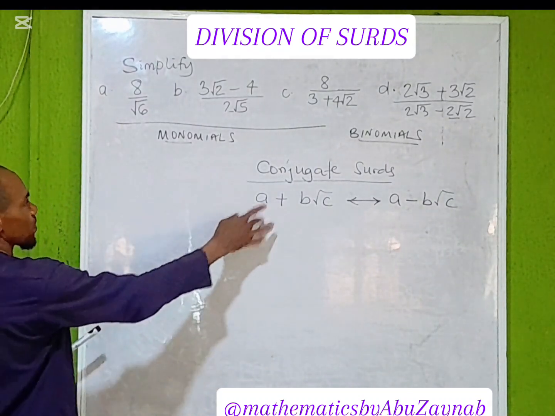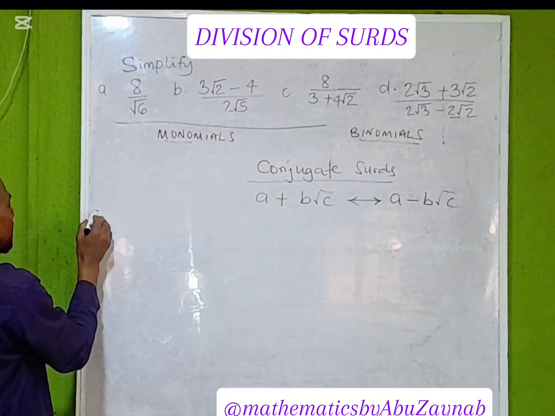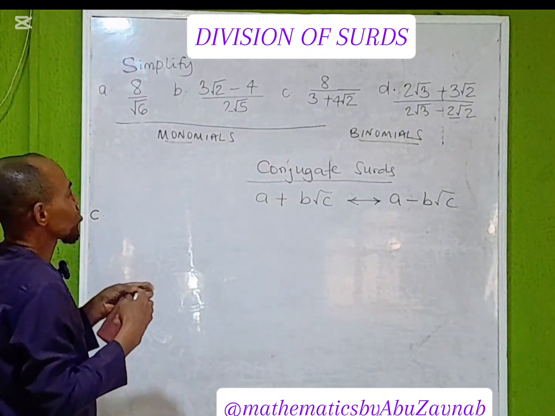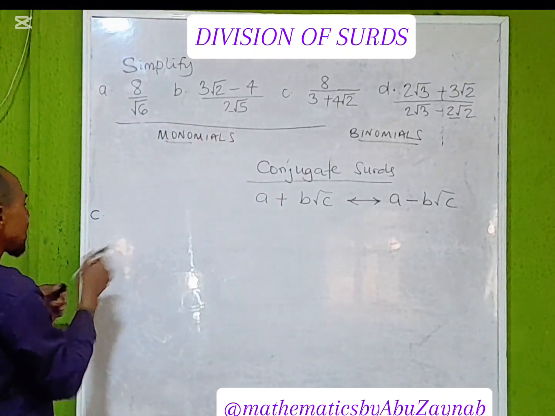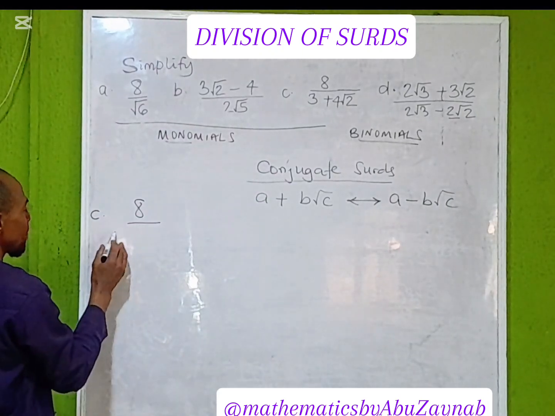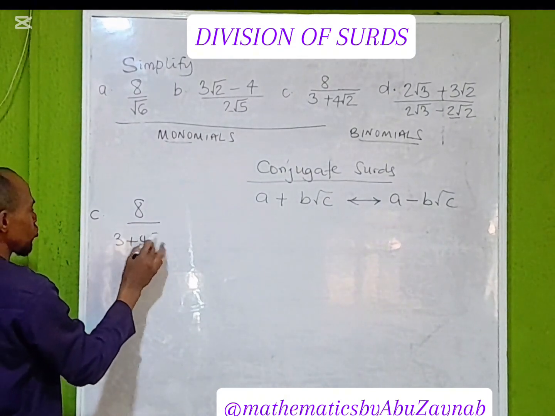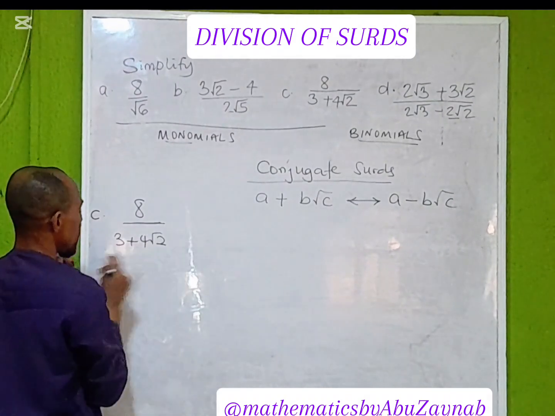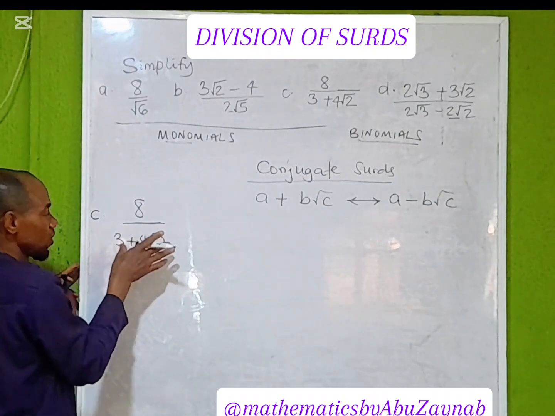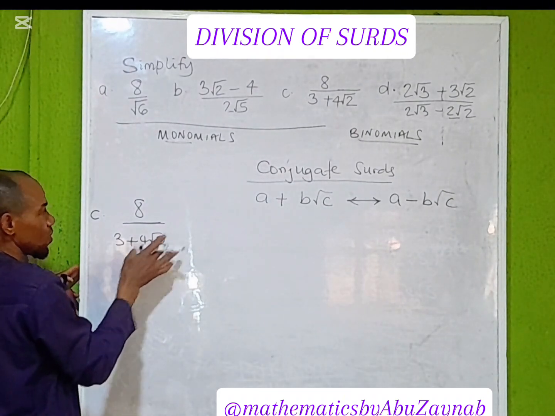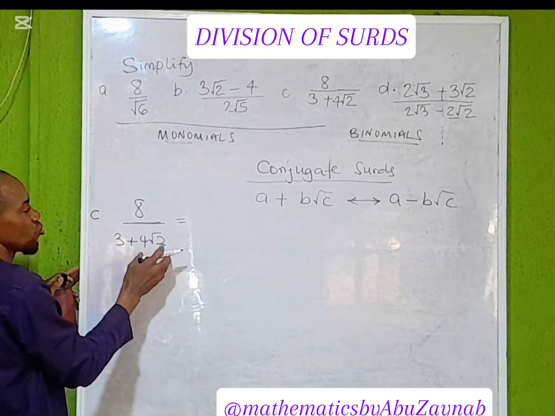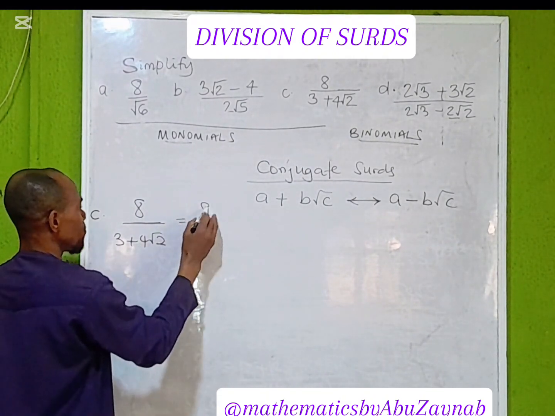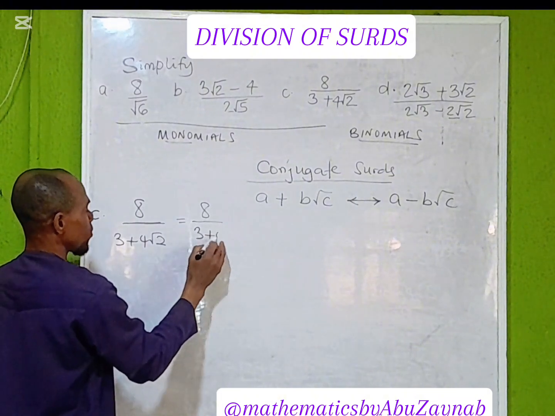So we are using this concept in solving questions C and D. As you can see, we can't expect to solve C and D in pretty much the same way as A and B, because that's binomial. So we have 8 over 3 plus 4 root 2. Again, we are using the denominator to determine what the conjugate is. In this case, it is what? 3 plus 4 root 2. What's the conjugate? It should be 3 minus 4 root 2.